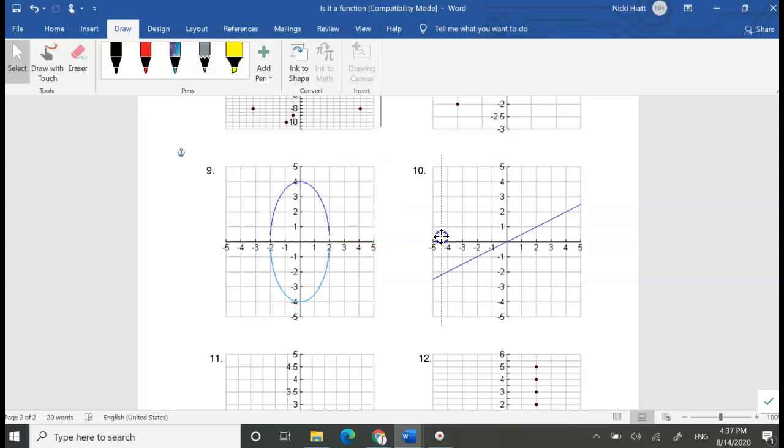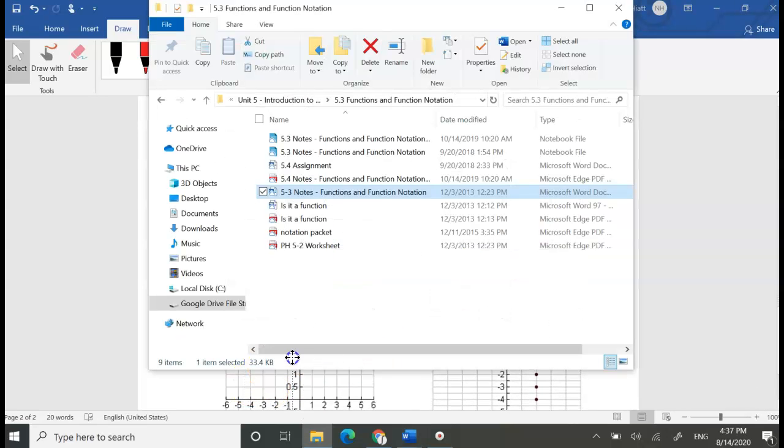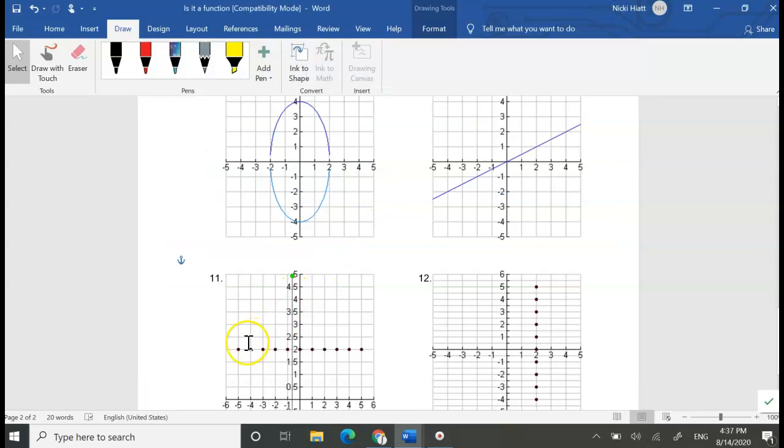Well, I've got my line here. I'm going to look at 10. That one is a function. I'm going to skip down to 11 before I write these down. Oh, sorry about that. I'm going to skip down to 11. This one is a function, but if I take my line here for number 12, that one is not, because all of the points hit that line.